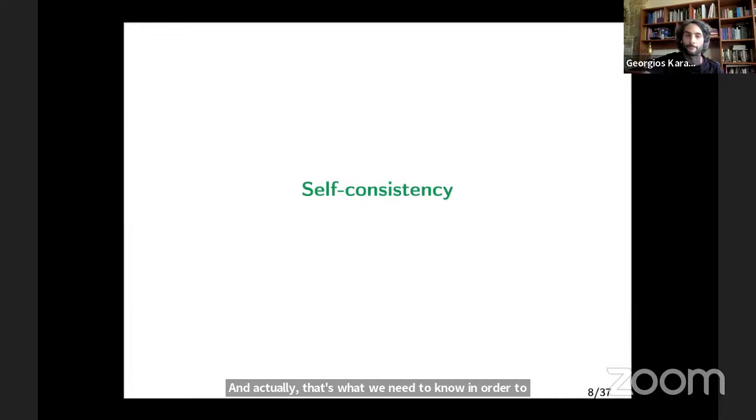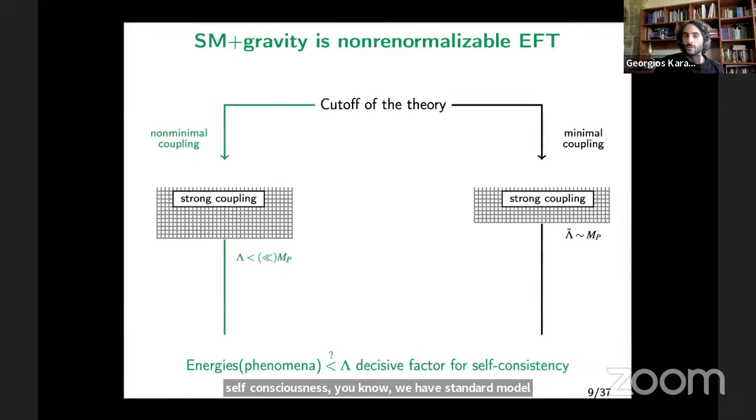Now, we have the standard model and we have gravity, and we combine these together. What we end up with is a non-renormalizable theory. And by definition, this non-renormalizable theory will be bound from above by a cutoff. Now, irrespectively of whether there is a minimal coupling to gravity or a non-minimal coupling to gravity, this statement holds irrespective of the presence or not of the non-minimal coupling. What changes is where the strong coupling regime starts.